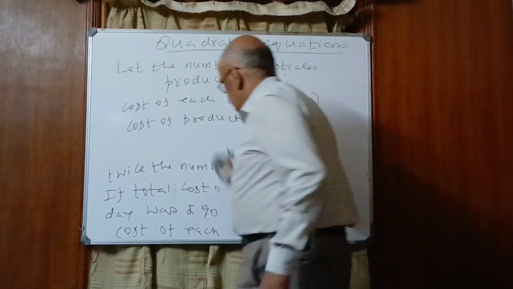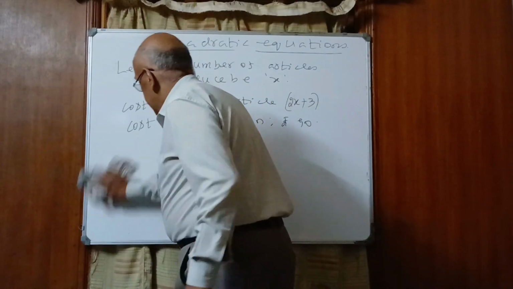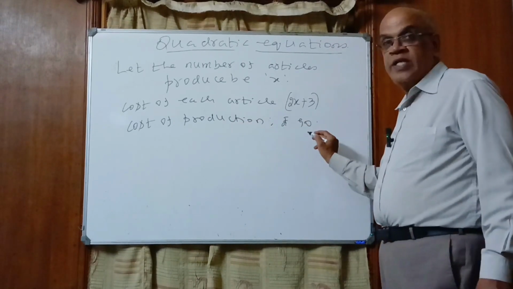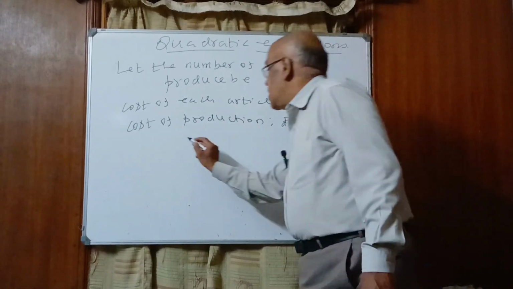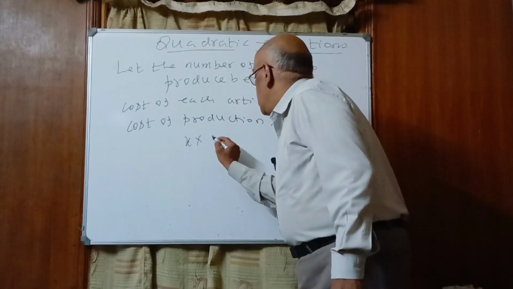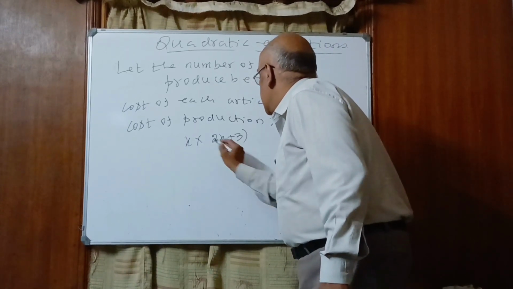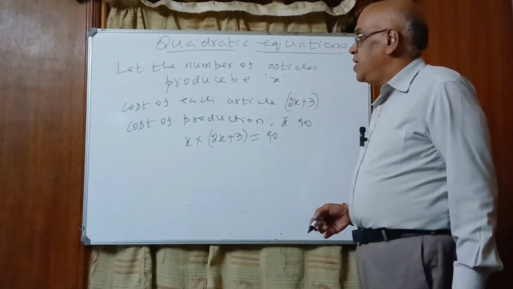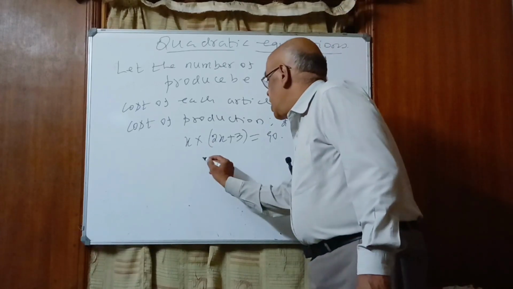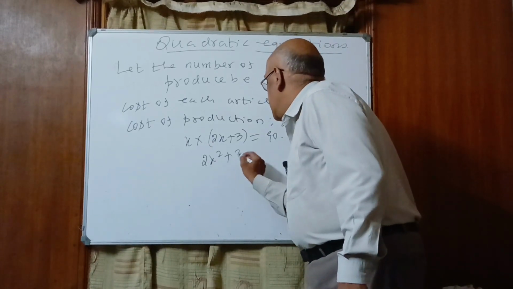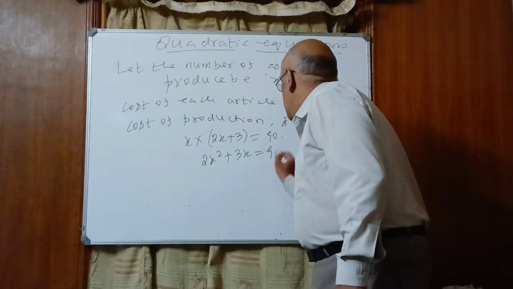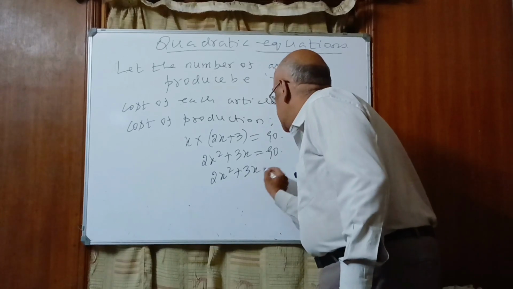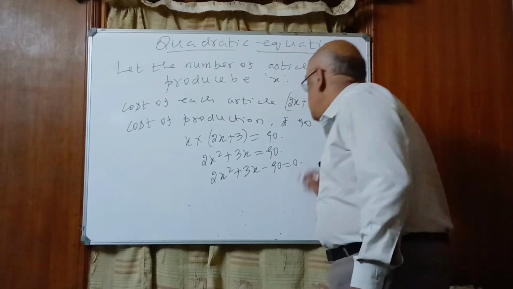Once again, the question is very lengthy. Don't get tense. See, you got the answer. What is the total cost of production? Rupees 90. The number of articles into the cost of each article is equal to 90. See, children, the question is very big, the answer is very small. x into (2x plus 3), 2x square plus 3x is equal to 90. So, 2x square plus 3x minus 90 is equal to 0.